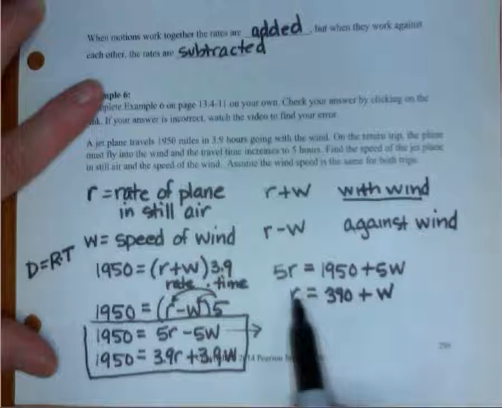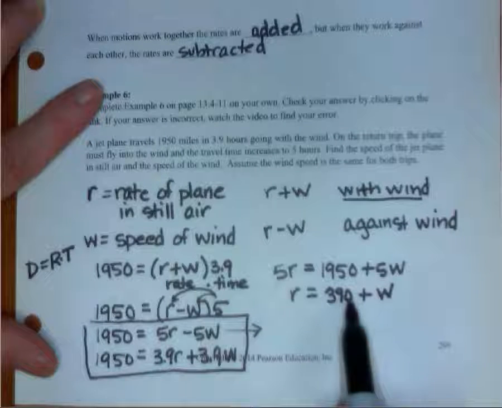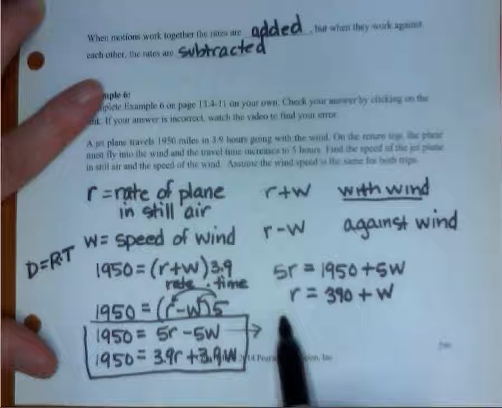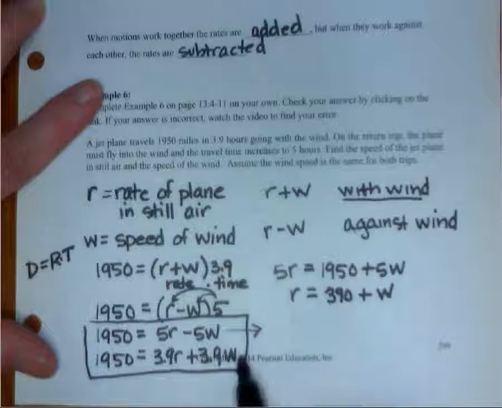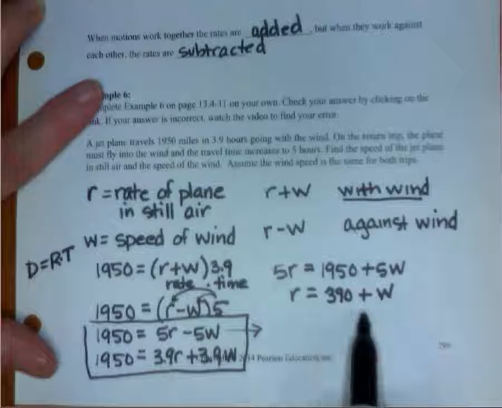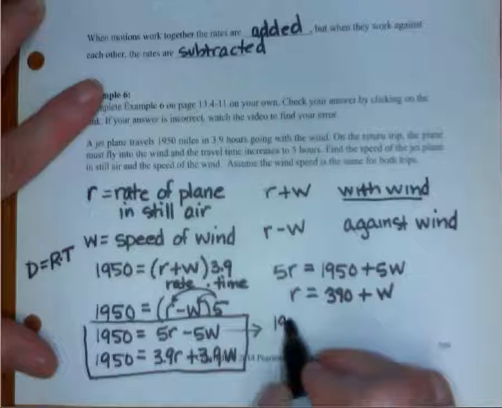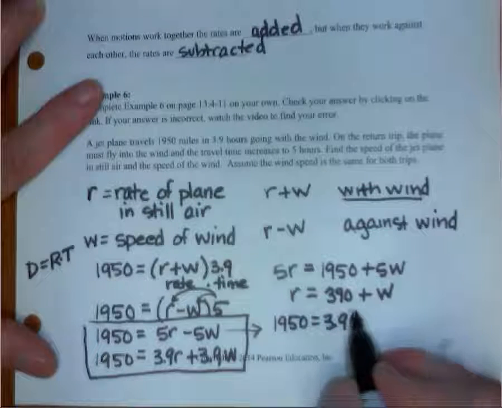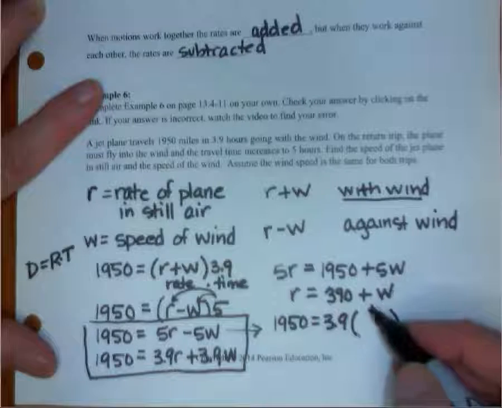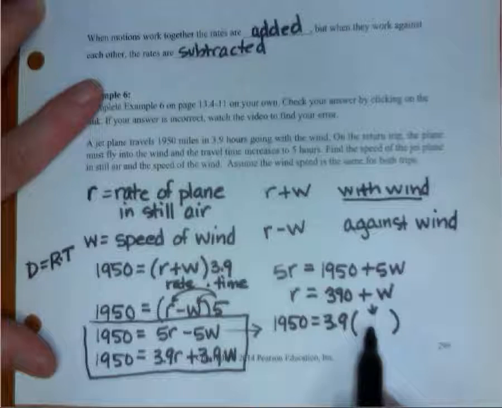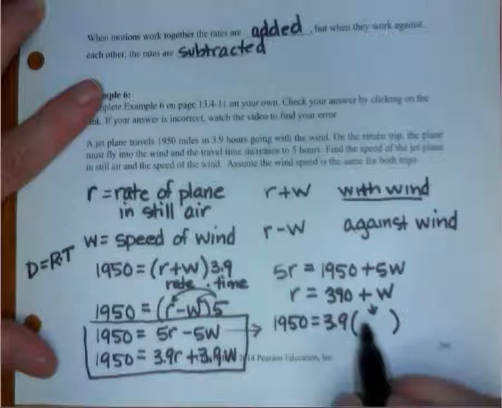So now I have something that I can easily substitute. R equals 390 plus W. I can substitute that into the second equation. Any place there's an R, which is right here, I will replace it with this value. So I have 1950 equals 3.9, and I'm going to put, instead of R in there like it is here, I'm going to replace it. I'm going to replace my dollar bill with 4 quarters.